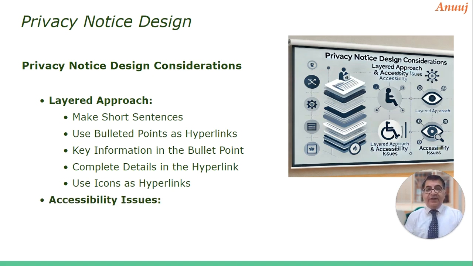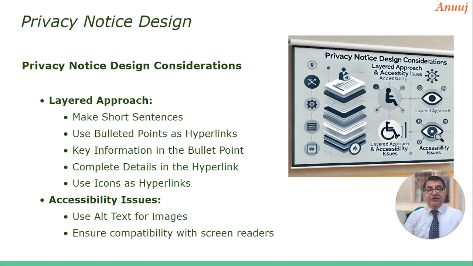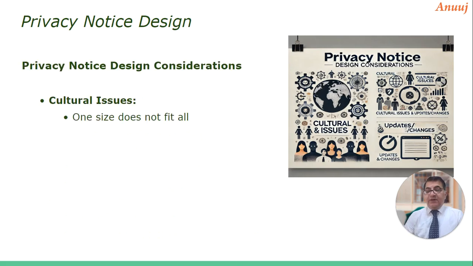right? There has to be extreme care taken for accessibility issues, because your user may be accessing it on a different kind of device, maybe iPads, laptops, smartphones, and there could be disability issues with your users, right? So you should use alt text for images that can help users with low vision understand it better. You should ensure that your privacy notice is compatible and easily displayable on all possible screen readers.